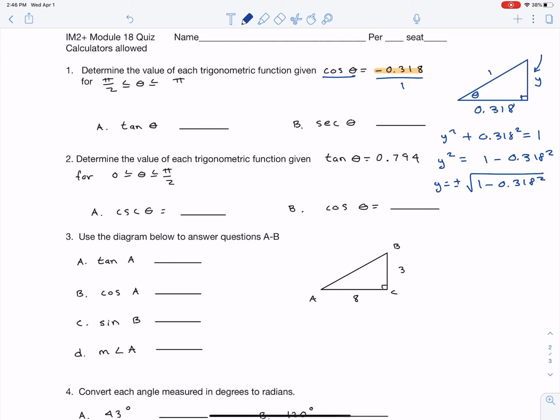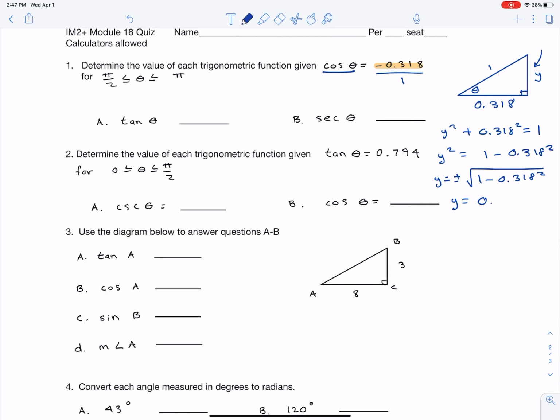So let's figure that out real quick. 1 minus 0.318 squared, and I get y is equal to plus or minus, and I'm just going to use the positive root right now, 0.948. The reason I'm using the positive root is it can't be a negative root because it represents the length of a side. Okay, so now I know what y is.